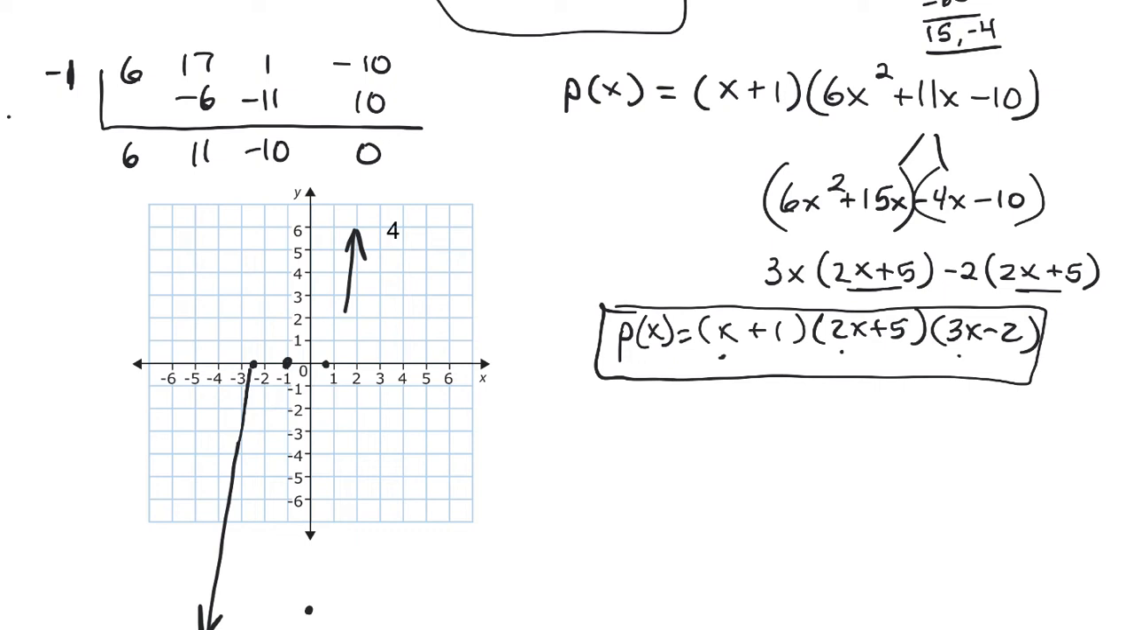Technically speaking, to be accurate, there is an integer value between these two zeros. The integer value is -2. So you are supposed to technically plug in that integer value. If you plug in -2, -2 plus 1 is -1. Then -2 times 2 is -4, and -4 plus 5 is 1. So far we have -1 times 1, which is -1.